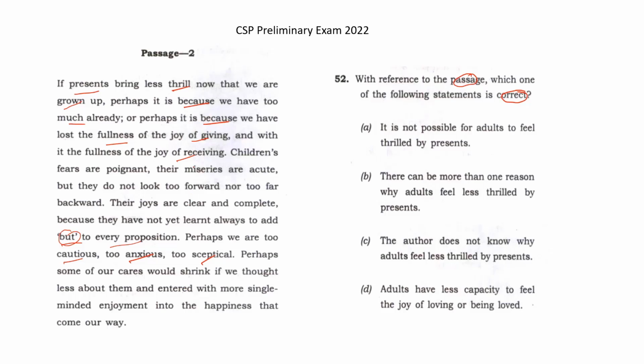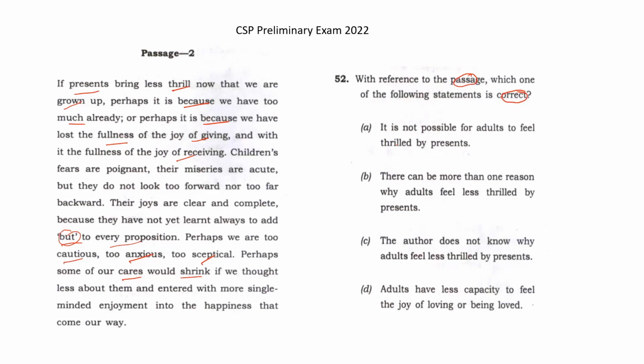They have no conditions. That is why they are enjoying. We are not able to enjoy for a couple of reasons. Fine. Perhaps some of our cares, means worries, would shrink, would be lessened if we thought less about them and entered with a more single-minded enjoyment into the happiness that comes our way. All right. So it's very clear now, right?